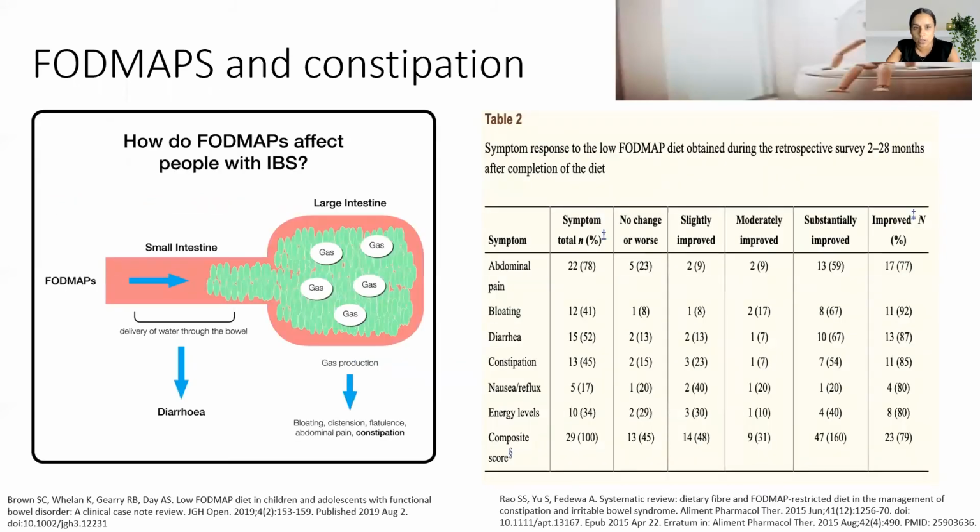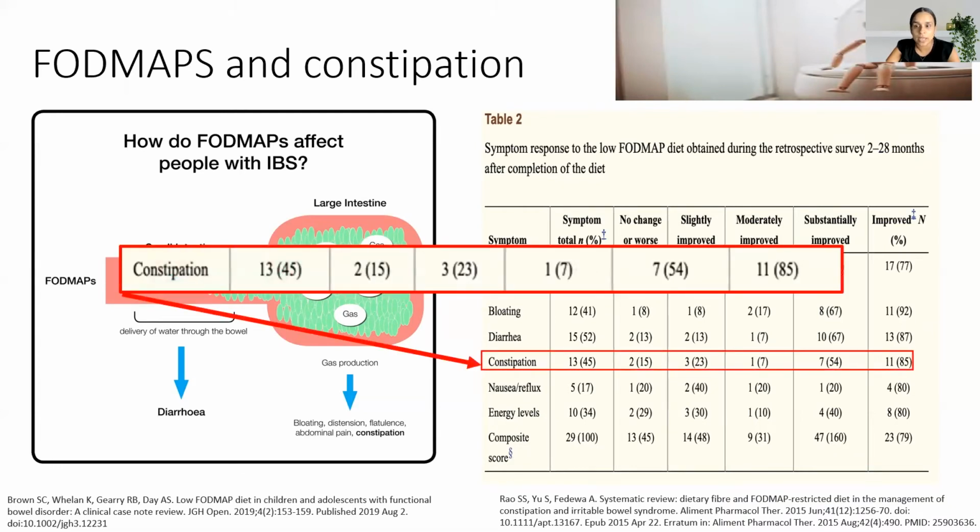What about FODMAPs and constipation? So that might seem counterintuitive, to use a low FODMAP diet to treat constipation. However, alterations to the gut microbiome, intestinal motility caused by gas production, and the resultant pain and bloating may play a role to justify the use of a low FODMAP diet in constipation. There was a pediatric study done in 2019 that found there was some improvement in constipation in a retrospective symptom survey of patients, with 11 of 13 reporting some improvement in their constipation.